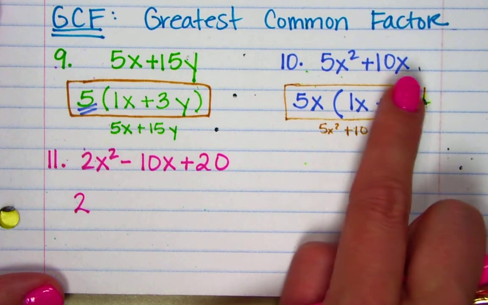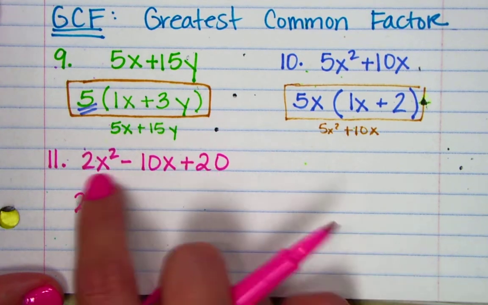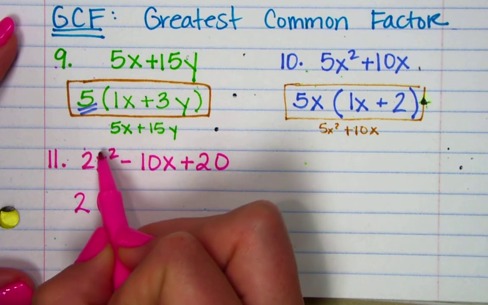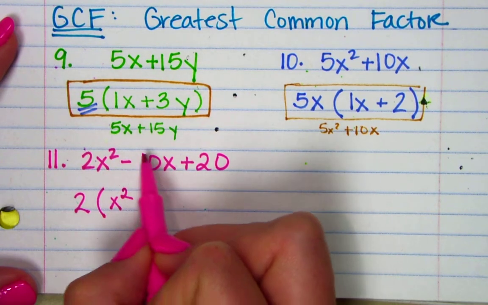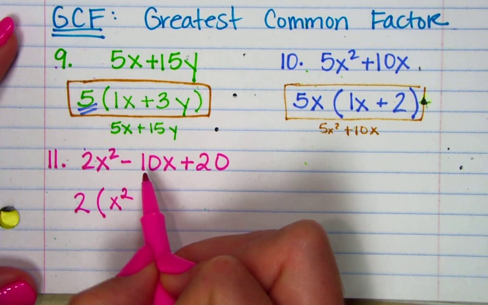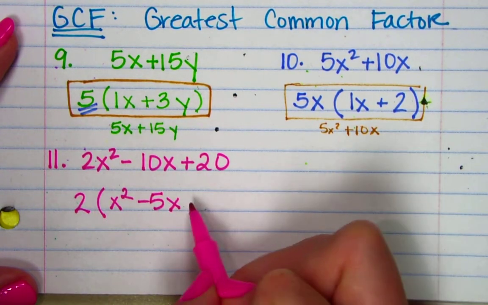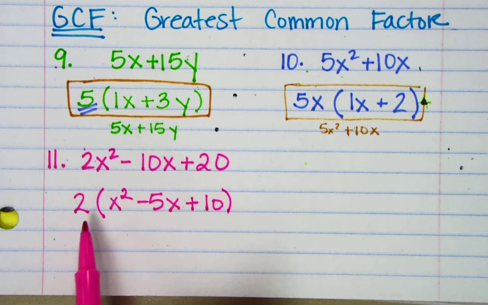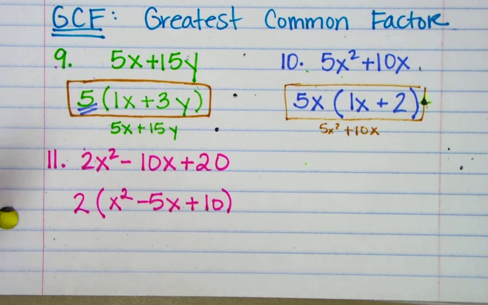On this one, number 10, they both had x's. Right? So we were able to take an x. But since this one didn't have an x in all of them, we can only pull a 2 out. So if we take a 2, what's left here? X squared, right? If we divided negative 10 divided by 2, what's left? Negative 5, because it's a negative, don't forget, negative 5x. And what about 20 divided by 2? 10. All right, and then again, if you want to check it, you can multiply 2 times x squared, 2x squared. 2 times negative 5x, negative 10x. 2 times 10, 20. Okay?